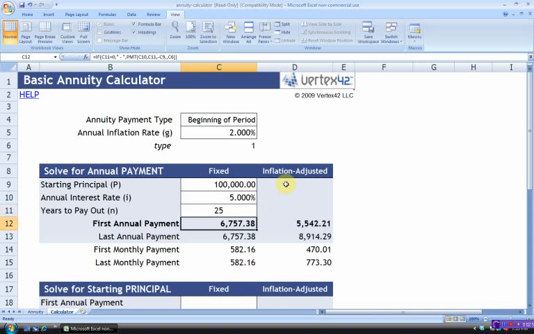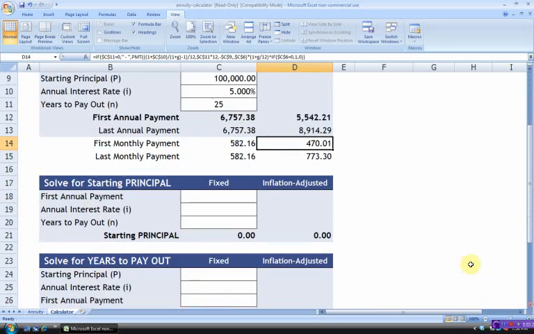And you can see that we have one column for fixed annuities over here and another column for the inflation adjusted annuities. This is what we saw in the previous spreadsheet. And we also have a monthly output. You can see the size of the monthly payment for a fixed annuity and the monthly payment for an inflation adjusted annuity. Scrolling down a little more, we have a calculator for solving for the starting principal amount.